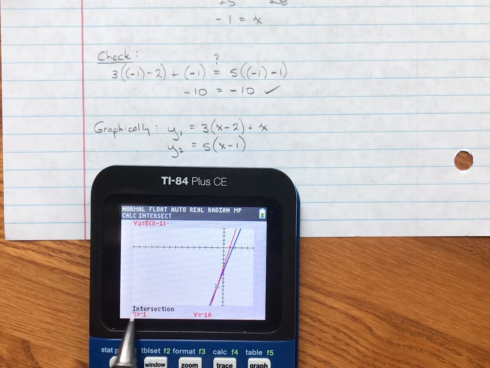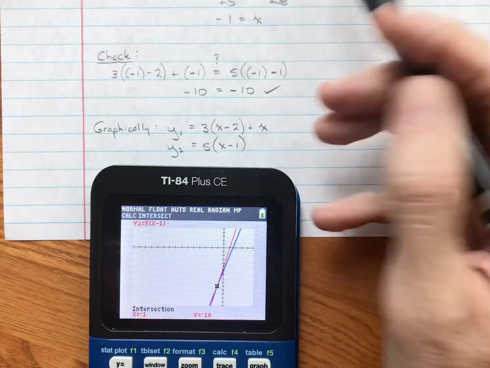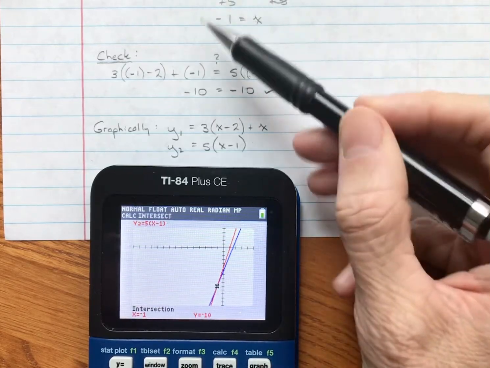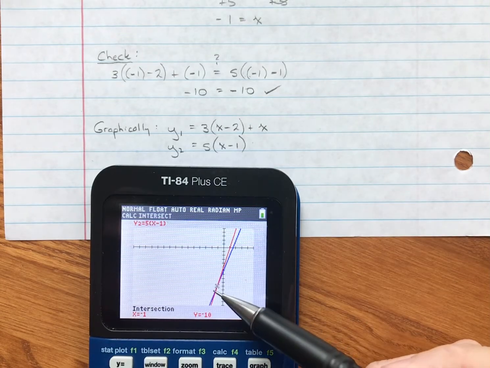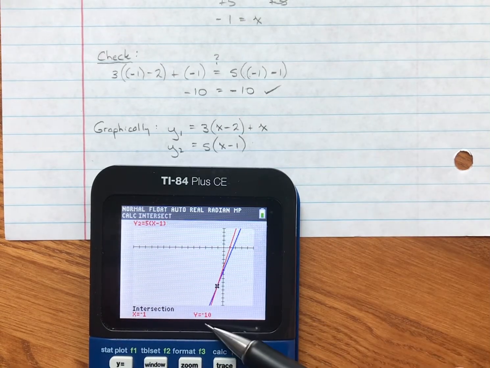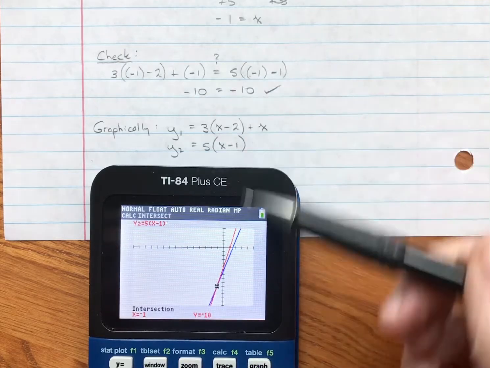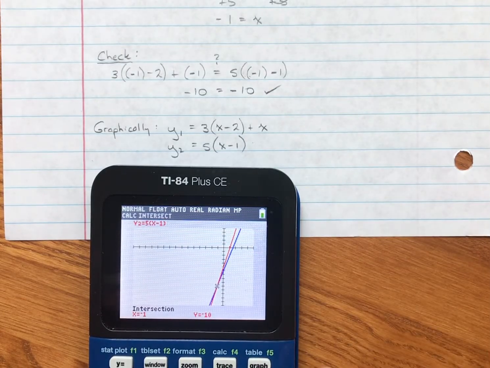They intersect at x equals negative 1, which right up here you can see on the screen with my pencil is the answer we got. X equals negative 1. And when x equals negative 1, both sides equal negative 10, which we can see right here. So that's our solution graphically. All right, one more example.